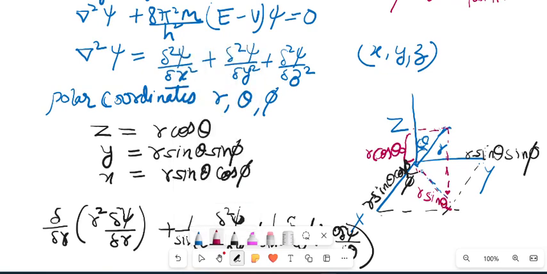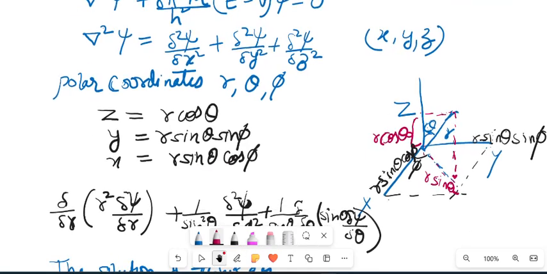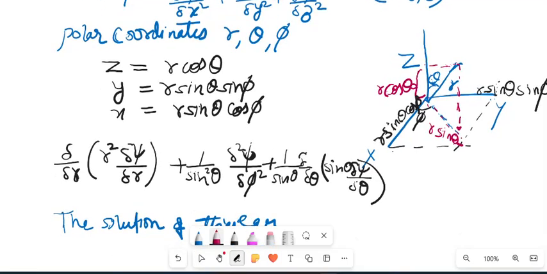If this line makes an angle phi with the x-axis, then along the x-axis the distance comes out to be r sine theta cos phi, and along the y-axis the distance comes out to be r sine theta sin phi. So we will replace z by r cos theta, y by r sine theta sin phi, and x by r sine theta cos phi. So let us change our Schrodinger equation in terms of the polar coordinates.